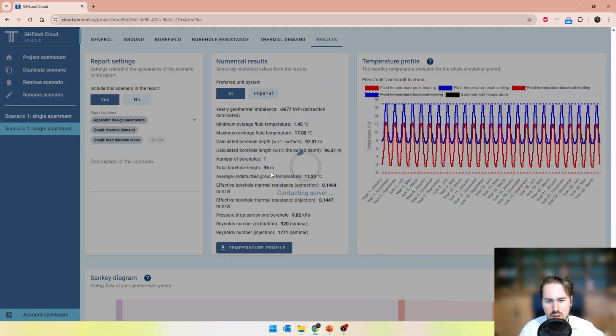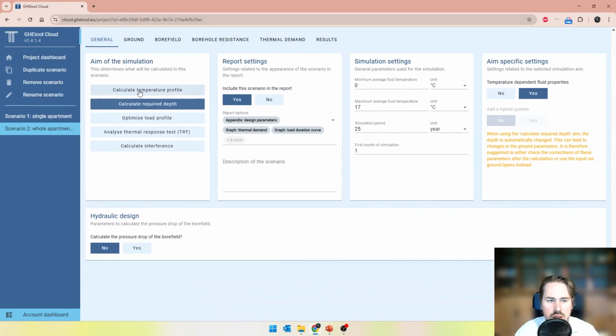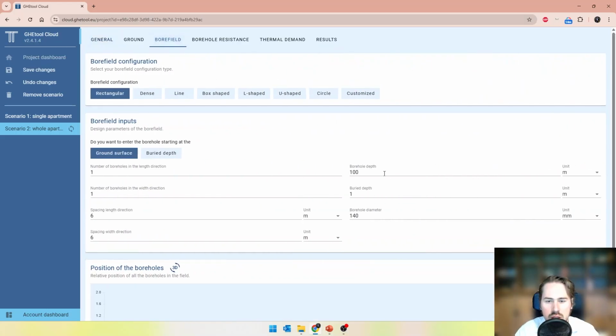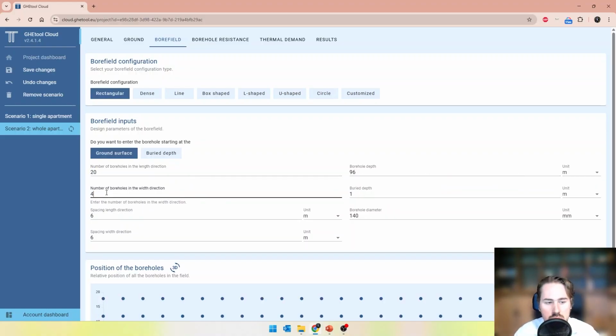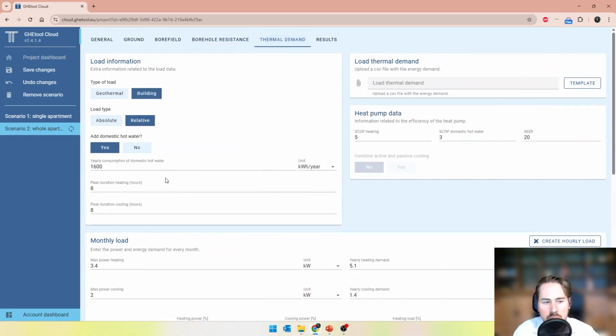So now, based on this information, let's go ahead, duplicate the scenario and do it for the whole apartment block. So we had 96 meters. Let us calculate the temperature profile for boreholes of 96 meters. We have 80 apartments, so let's use 20 by 4. So we have 80 boreholes, 96 meters. The flow rate changes, so now with 80 apartments we get a flow rate of 17 kilograms per second. I calculated this before. And our thermal demand of course also changes.